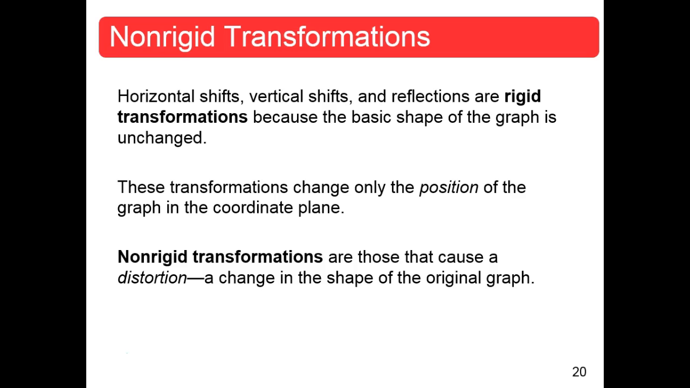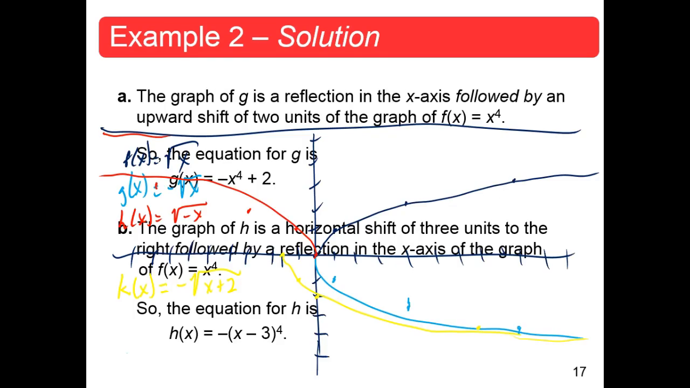Okay. Now, I think we're ready for non-rigid transformations. Okay? Horizontal shifts, vertical shifts, reflections are all rigid. The shape of the graph does not change. If you can use your imagination, this graph looks like this. This one looks just like it. It's just reflected. This one looks just about, sort of looks like it. If I'd have stayed on the dots, it would have looked like it. And this one even looks like it. You just flip and move, but they're all the same shape. Just different orientations. Okay?